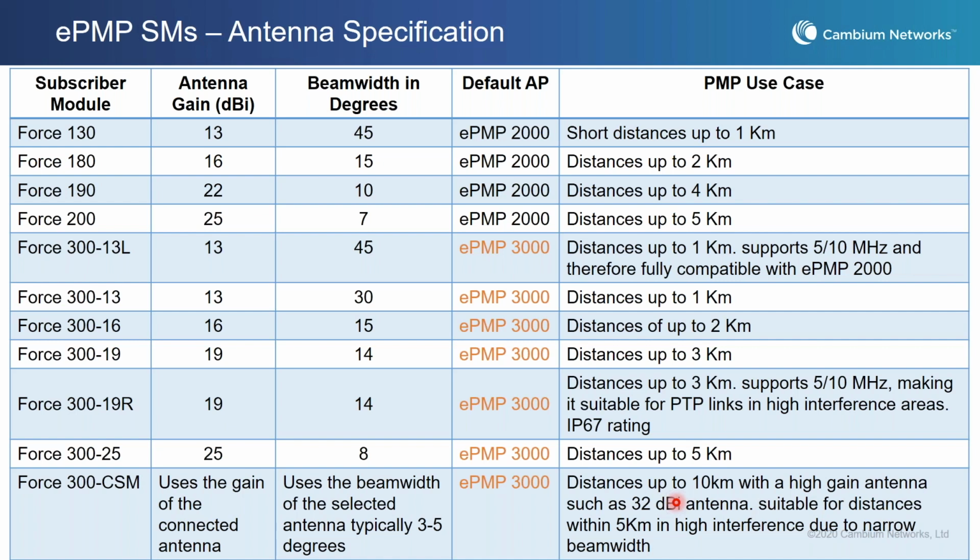And then the connectorized subscriber module, you use it in two cases. The first case, Livingston, you are breaking up a little bit. And the second case is when you have very high interference.